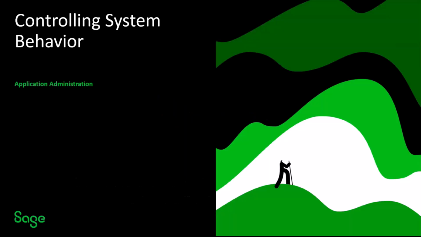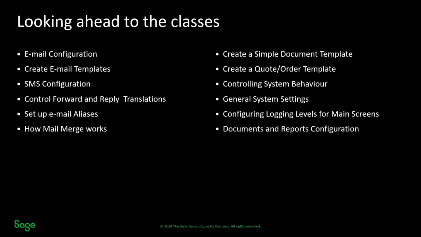Well, hello and welcome to this session today on controlling system behavior. We're going to be looking at how we can use the configuration options within Sage CRM to control much of the environment of Sage CRM. Certainly, this is the application settings.